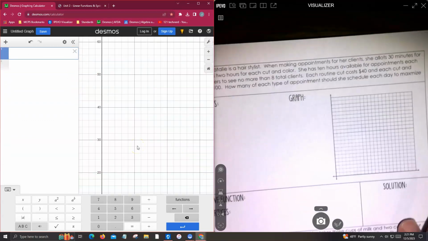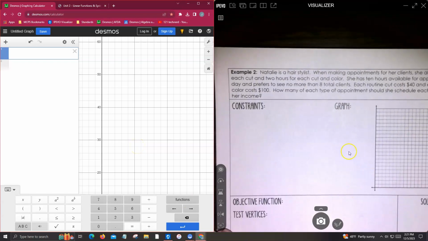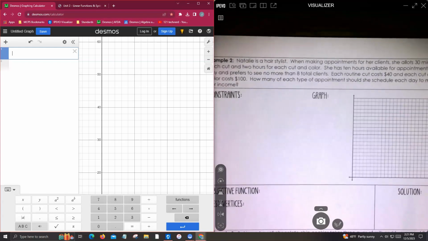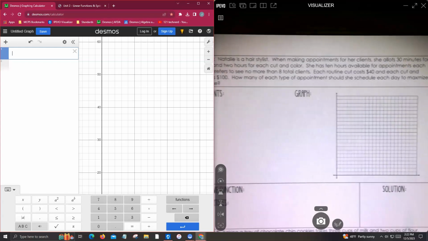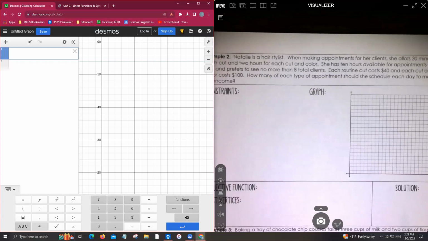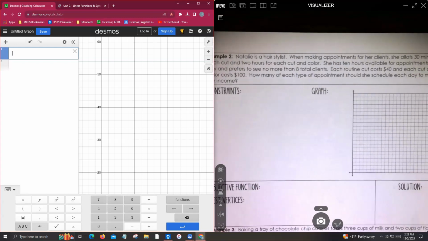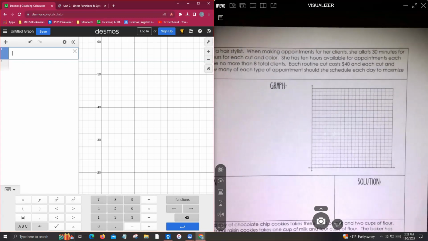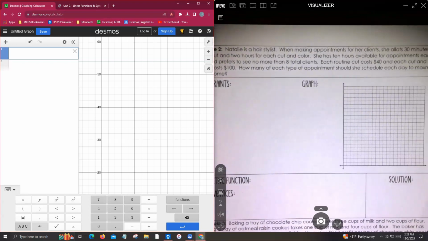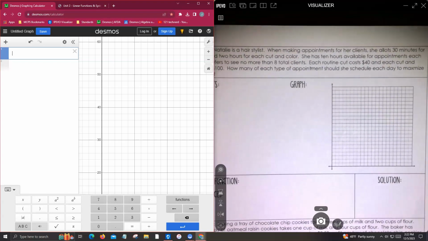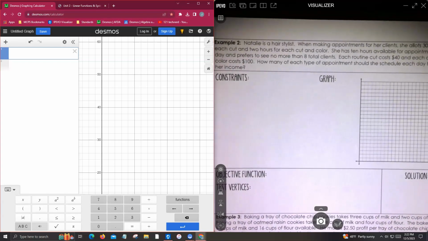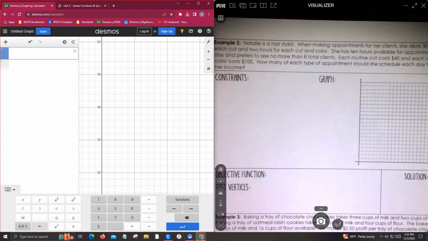All right, so now we have Natalie, a hairstylist, making appointments for her clients. She allots 30 minutes for each cut and 2 hours for each cut and color. She has 10 hours available for appointments, and she prefers not to see more than 8 clients. Each cut costs $40, and each cut and color costs $100. How many of each should she book if she wants to maximize her income?